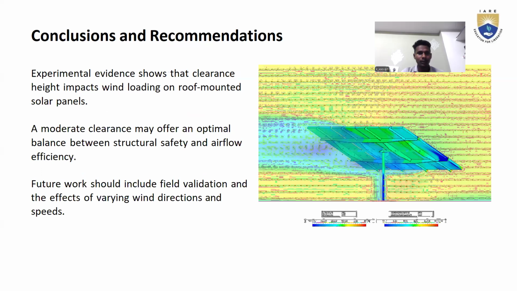Conclusion and recommendations. Experimental evidence shows the clearance height impacts wind loading on roof-mounted solar panels. A moderate clearance may offer an optimal balance between structural safety and airflow efficiency. Future work should include field validation and the effects of varying wind direction and speed.